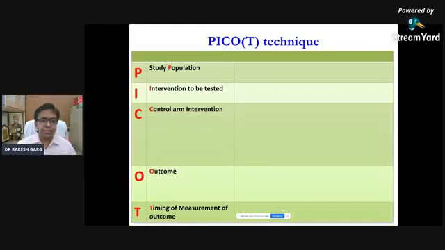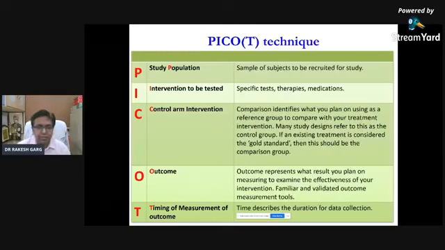P stands for the study population. I stands for the intervention that you want to do, maybe a drug trial, maybe a new drug, maybe a drug with a different dose, maybe a pain block. The C stands for the control arm. Whenever you want to say that A is better than B, there should be some gold standard or some standard of care, and that is what is called the control arm. We should be clear about the outcome, and T stands for timing of measurement of outcome.